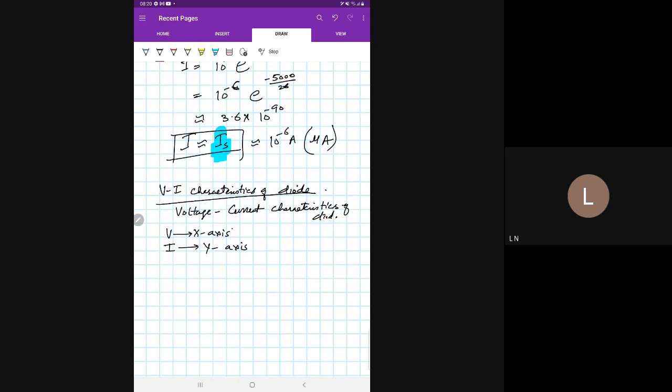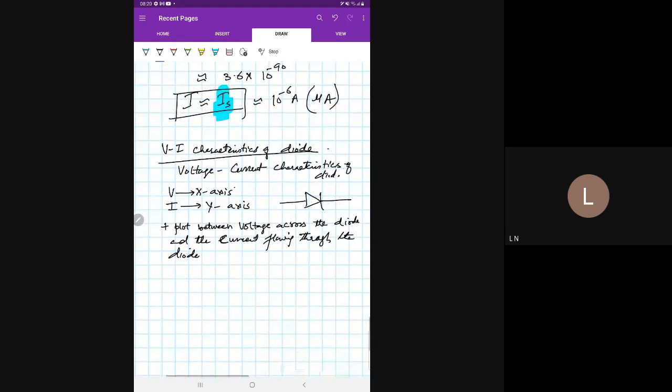So if we have a diode, for example, what are VI characteristics? First of all, VI characteristics are a plot between the voltage across the diode and the current flowing through the diode. We know that when we apply a certain voltage to a diode, a certain current will flow.